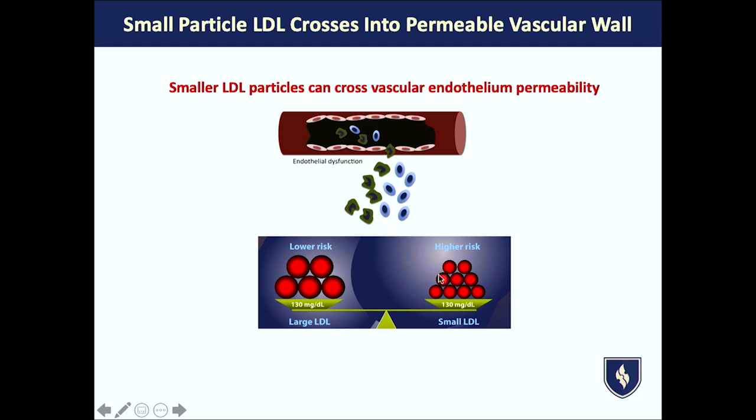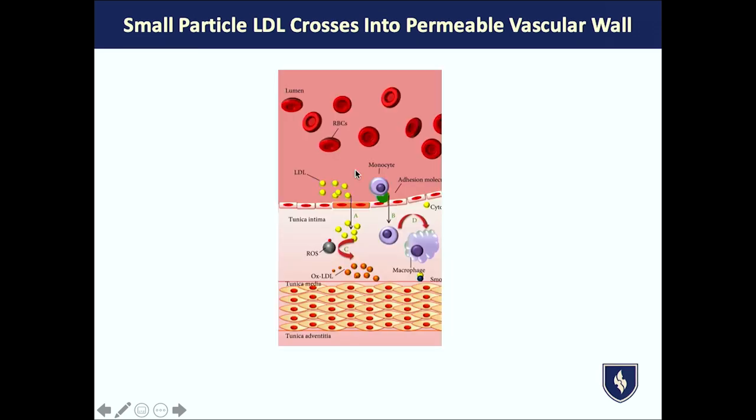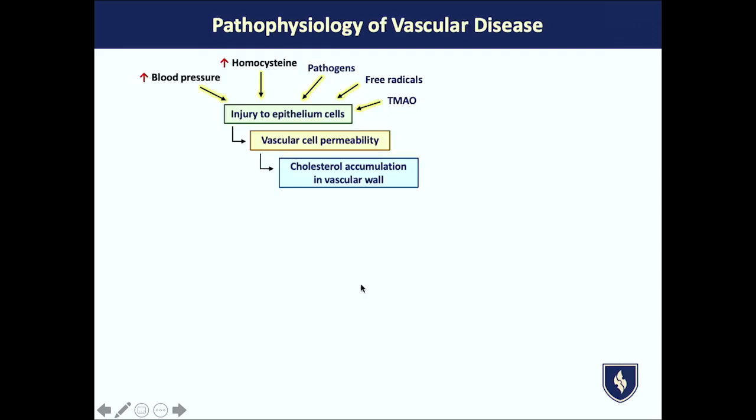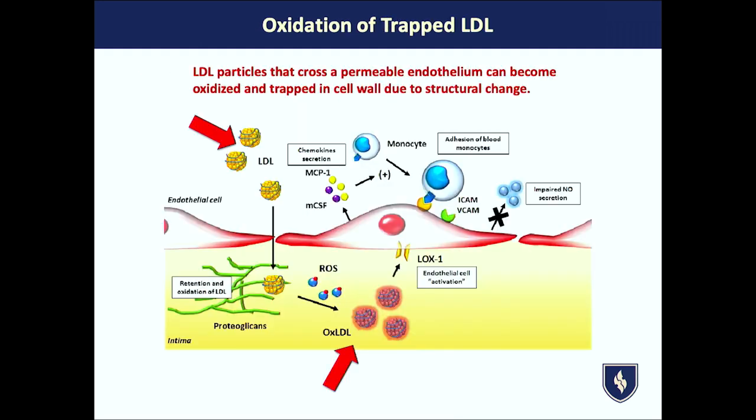So you can see in the diagram, smaller LDL is higher risk because it can get inside and then it gets trapped. Once it gets trapped inside here, free radicals are also involved to get it oxidized. So cholesterol accumulation in the vascular wall takes place. There's oxidation of these LDL particles now. They're even trapped before oxidation, but once they become oxidized, they get larger. Their structure changes, so it's very hard for them to leave. And then here you see this oxidation of trapped LDL. So LDL particles across the permeable endothelium can become oxidized and trapped in the cell wall due to structural change.